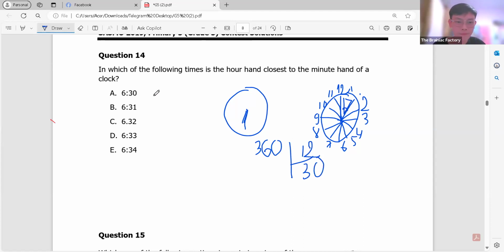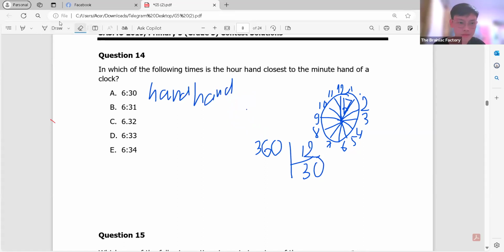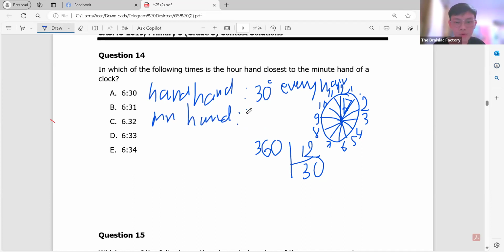So the hour hand is moving 30 degrees every hour, and the minute hand moves 30 degrees every 5 minutes.